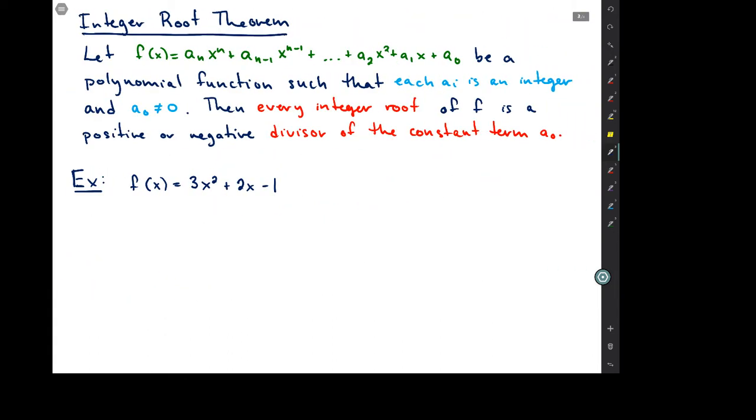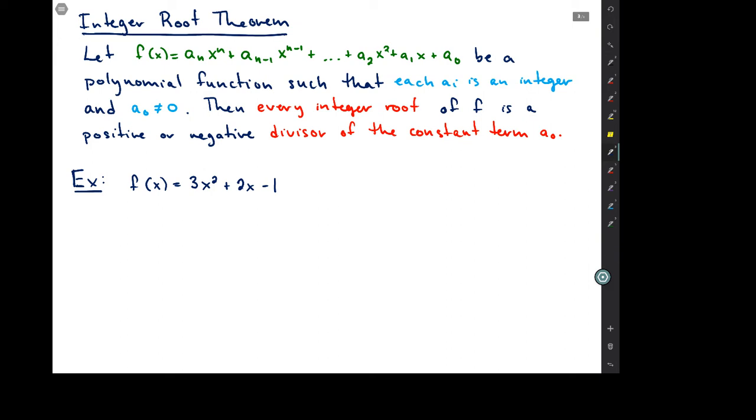But here's a theorem that works a lot of the time. It can help a bunch. It's called the integer root theorem. What this theorem says is if we have a polynomial that you see here in green, f of x equals a sub n x to the n plus a sub n minus 1 x to the n minus 1 plus etc. So the a's are the coefficients, and then we have the various powers of x.